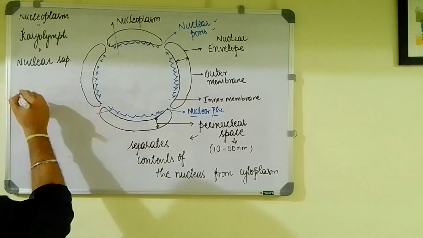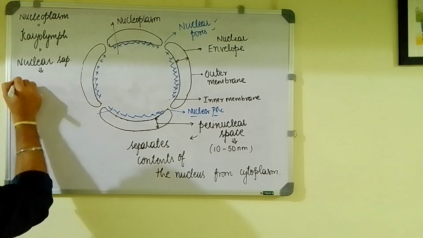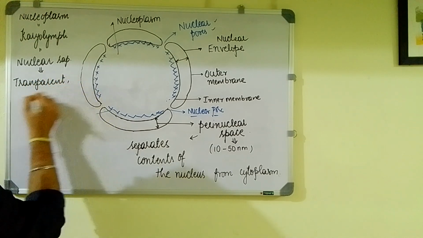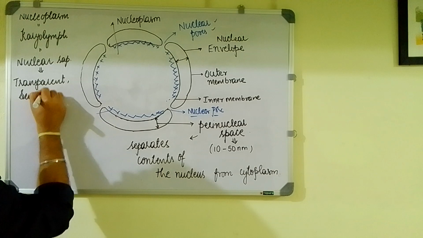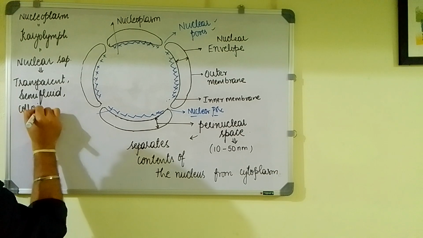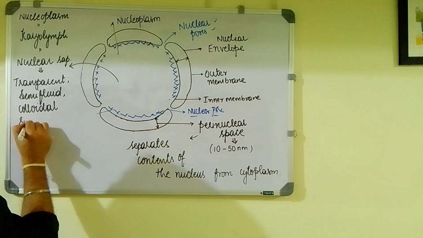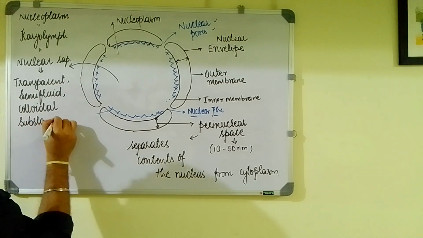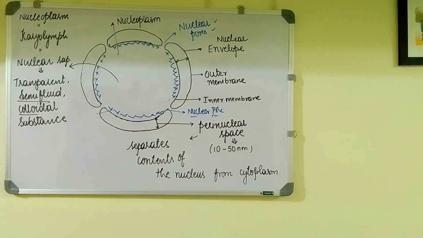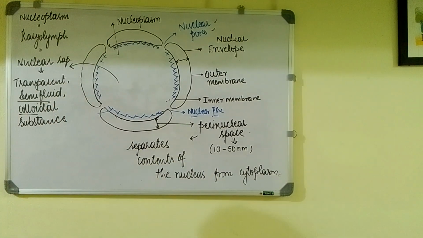Now what exactly is this nuclear sap, or what is present in this nuclear sap? Pay attention everybody. This nucleoplasm is a transparent semi-fluid colloidal substance that is present within the nuclear envelope. So what is this transparent colloidal semi-fluid substance actually made up of?